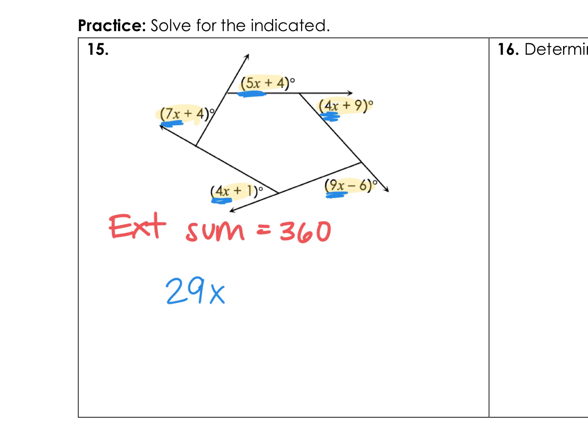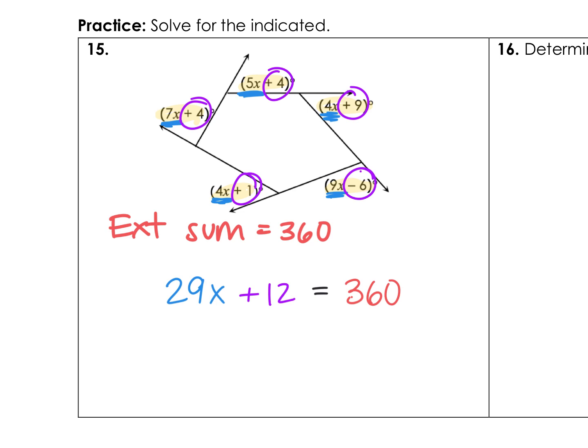Okay, actually check my math. You never know, friends. Okay, and then you combine your constants as well. 4, 4, 9, negative 6. Pay attention to that, and positive 1. I have positive 12. Does that sound right? And that's equal to your sum of the exterior angles, which is 360 degrees. Then it's just a little equation you've got to solve.